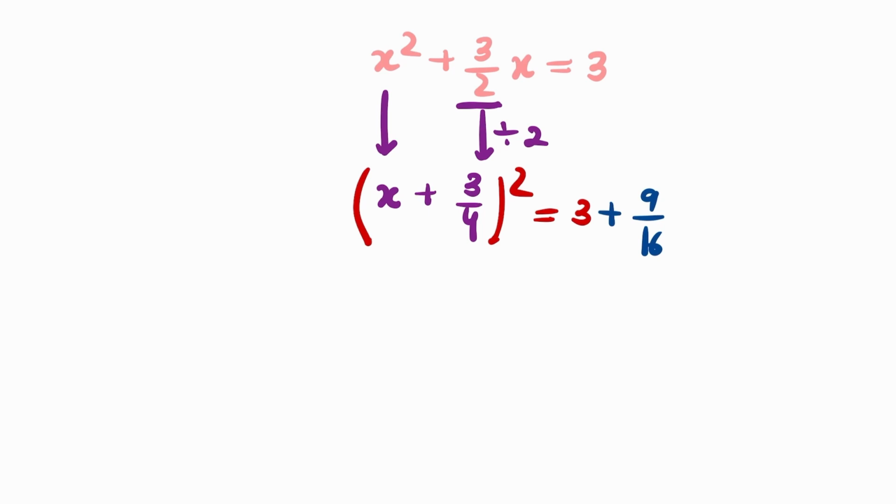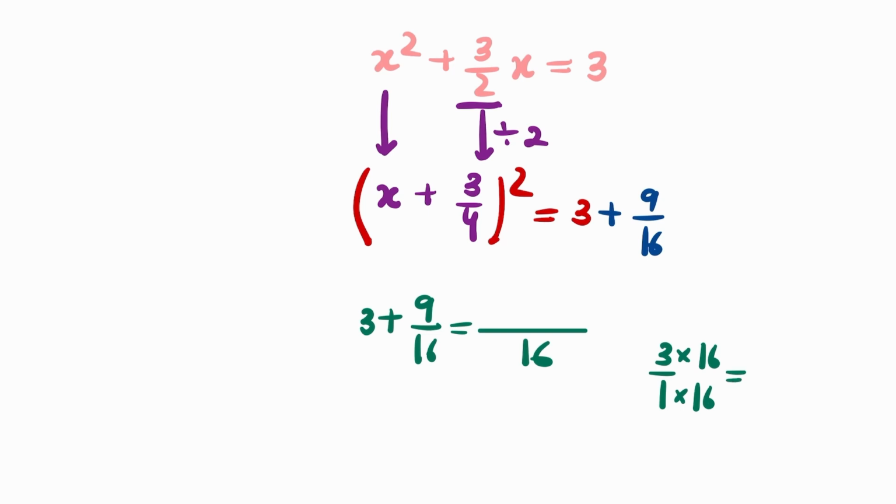Now we can simplify the left hand side of the equation even further by adding up 3 and 9 over 16. First of all, we have to get a common denominator. The common denominator here will be 16. Here 3 is equal to 3 over 1. Now in order to get a common denominator of 16, we have to multiply numerator and denominator both by 16. 3 times 16 in the numerator is equal to 48. And the 16 will be in the denominator. So in the numerators we have 48 plus 9. And then after that we can add up the numerators. 48 plus 9 is equal to 57 over 16.